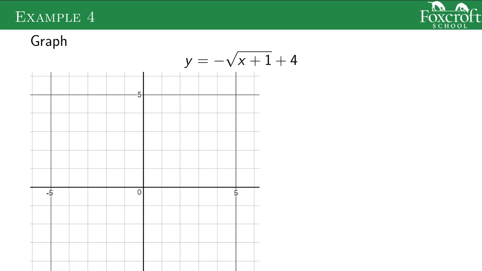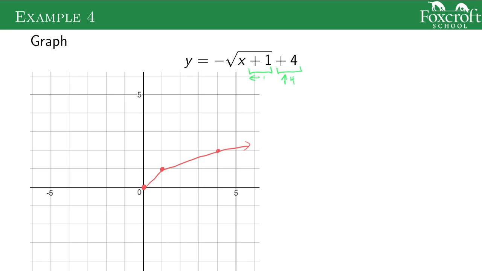All right, right away, in this one, I see the square root, so I know I'm going to need my parent function, my square root function. But in this case, there's 3 different things happening. First, just like that x squared example, there's a +1 on the inside with the x. That's going to move me left 1. The plus moves me left. On the outside, there's a +4. That's going to be up 4.